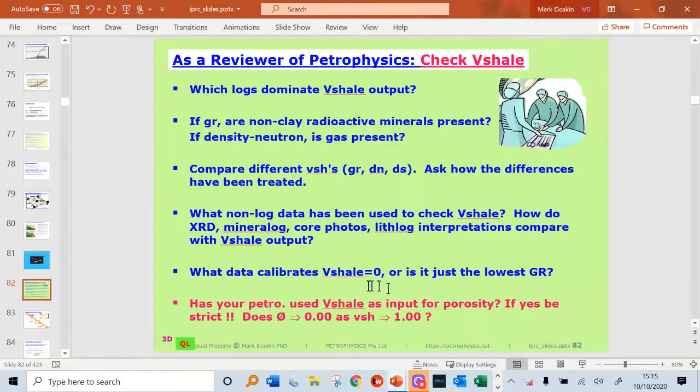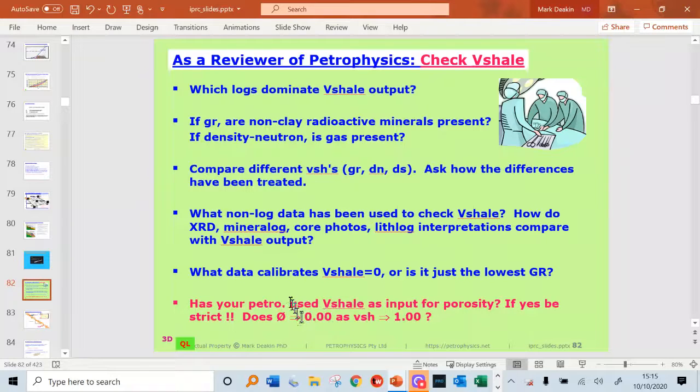And then, a very important one: what data calibrates vshale equals 0? Is it just the lowest gamma ray? Yes, it probably is. I would say in 8 out of 10 evaluations, what's considered to be clean, in inverted commas, is actually just the lowest gamma ray. Well, we don't know if it's really clean, do we? But that's the kind of assumption that we make in log analysis all the time.